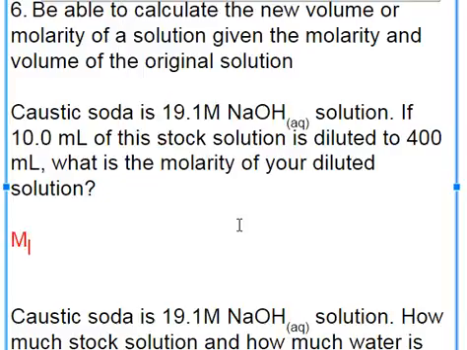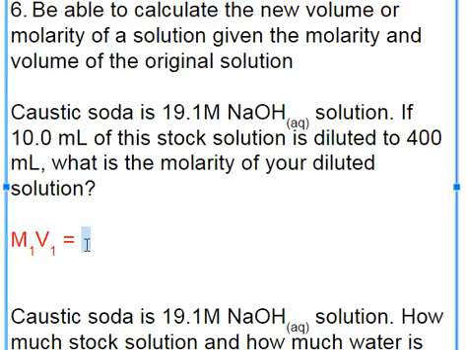So I've got M1 times V1 should be equal to M2 times V2. So if I look at this, it's 10 milliliters is diluted to 400 milliliters. So does the 19.1 go with the 10 or the 400? It goes with the 10. I'm starting with 19.1 molar, really strong stuff. Diluting it means I'm making more by adding water to it.